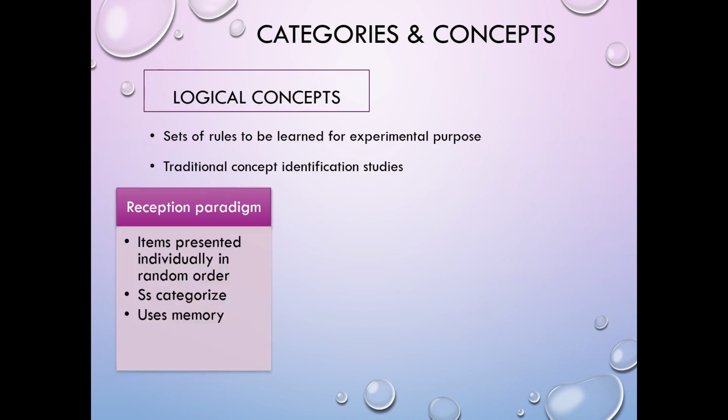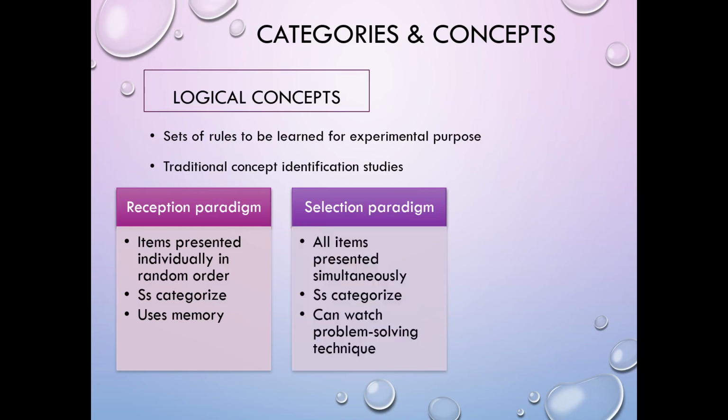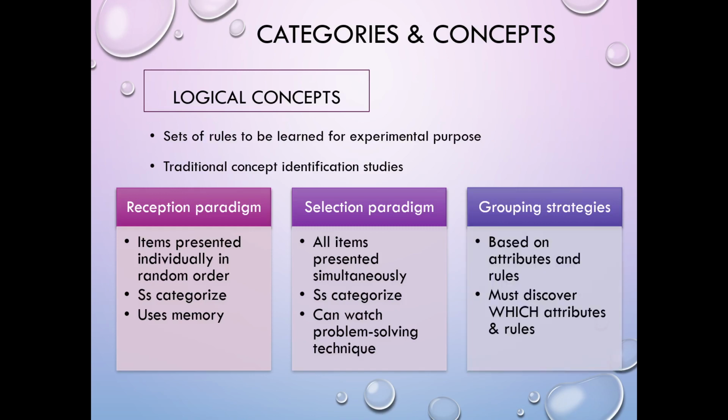So in the reception paradigm, the items are presented individually in random order, and the subjects are supposed to categorize the items. They have to use their memory to keep track of what items have already been categorized and make an attempt to be consistent. In the selection paradigm, all the items are going to be presented simultaneously. The subjects are going to categorize them. And in this strategy, it allows you to watch the subject's problem-solving technique as they try and figure out what category an item belongs in. Grouping strategies are based on attributes and rules, and the grouping strategy paradigm causes the subject to try to figure out which attributes and which rules really apply in this scenario.